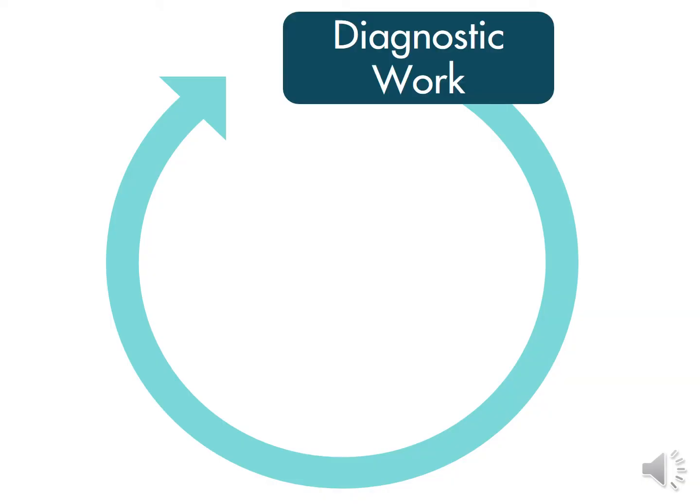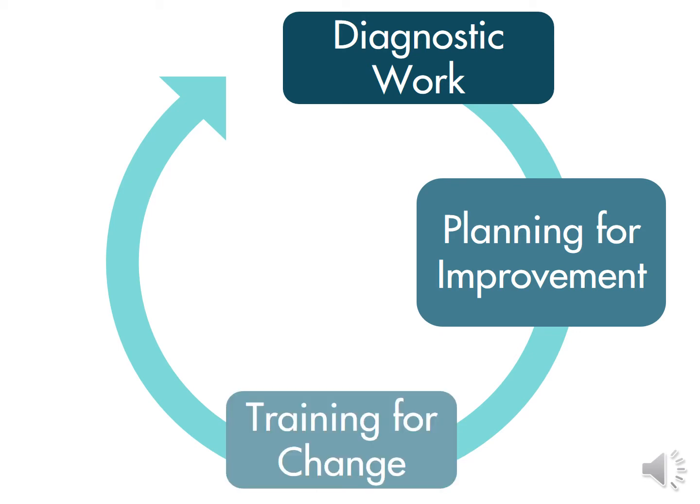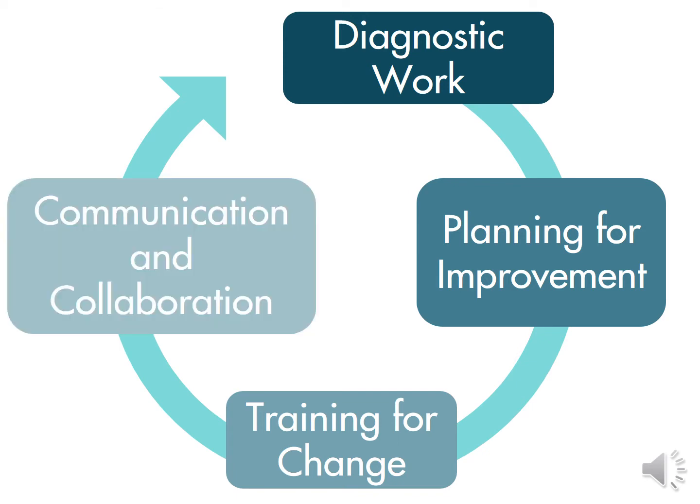So we start with diagnostic work, where we're trying to see what are the concerns that are here in your school or organization. And then we plan for improvement. We work with leadership to make a plan for the things that need to be addressed and mitigated. We help schools with training for change, so we provide professional development support for faculty and staff and administration, security folks, any other folks that work with your organization or school. And then we help with communication and collaboration between your different stakeholders and policy and procedural change.